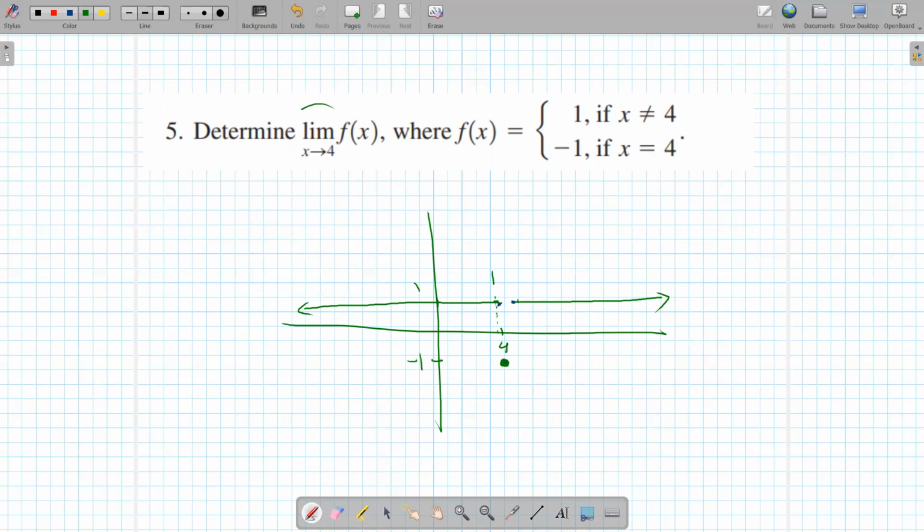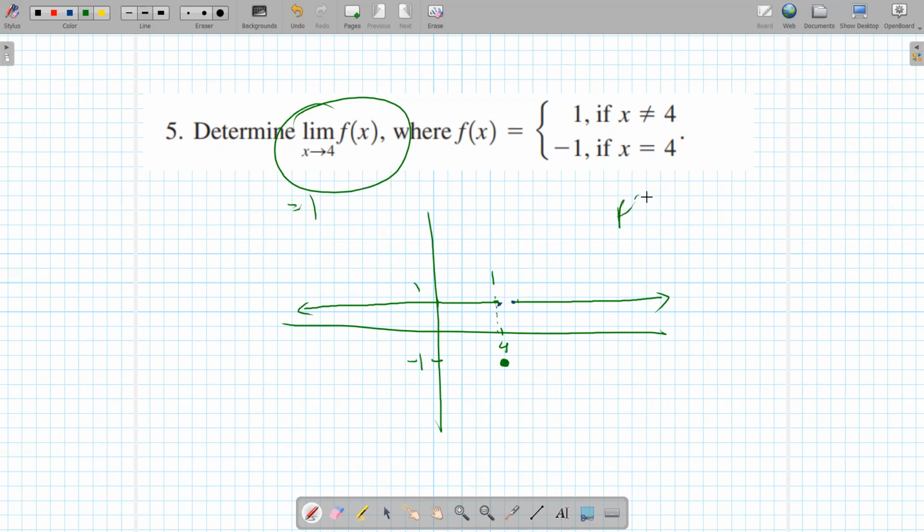What's the answer to this question? Well, it's going to be 1, right? Because the left side limit is equal to the right side limit, and it's 1, and you're done. Okay?